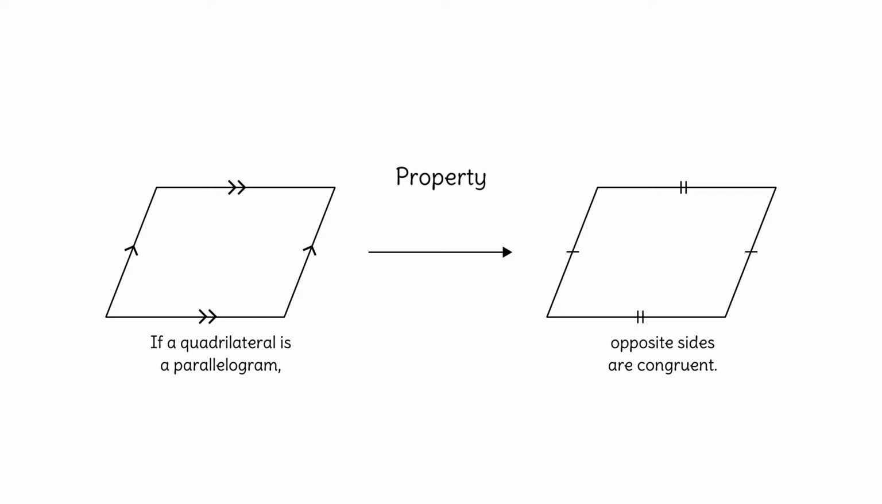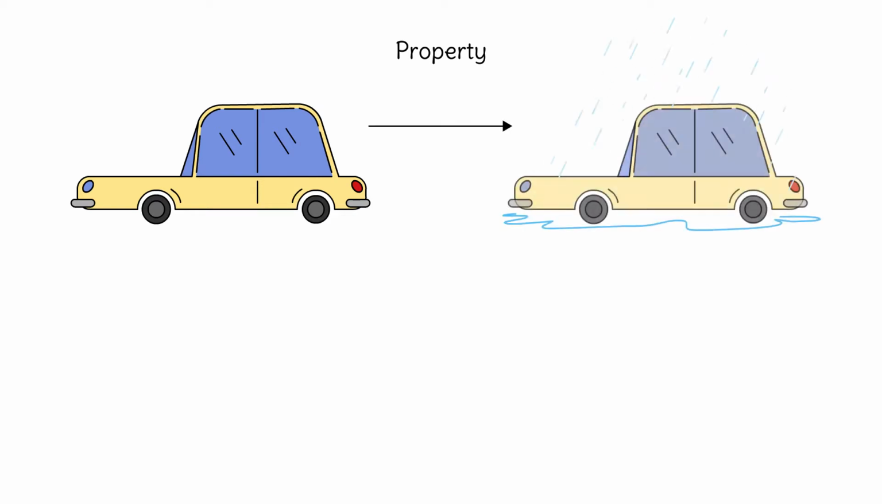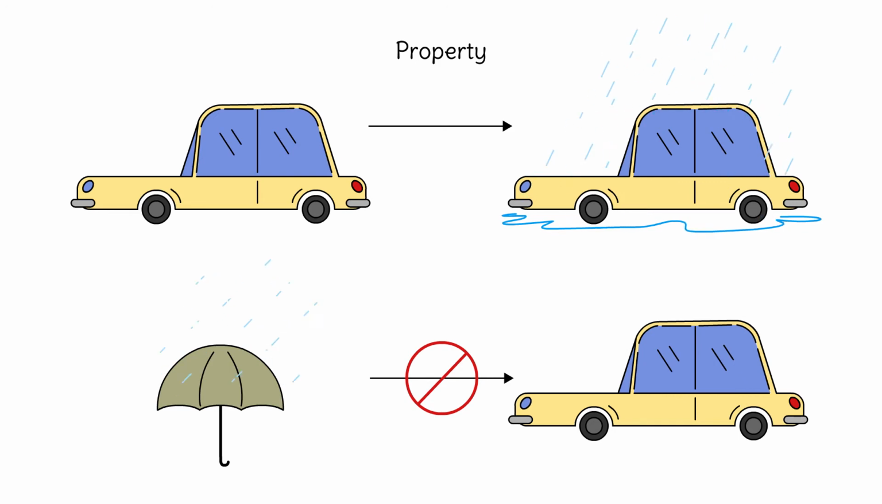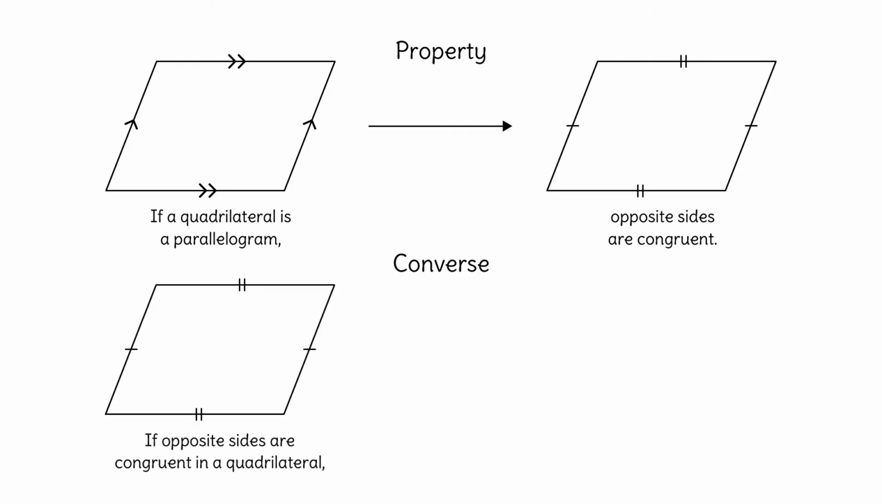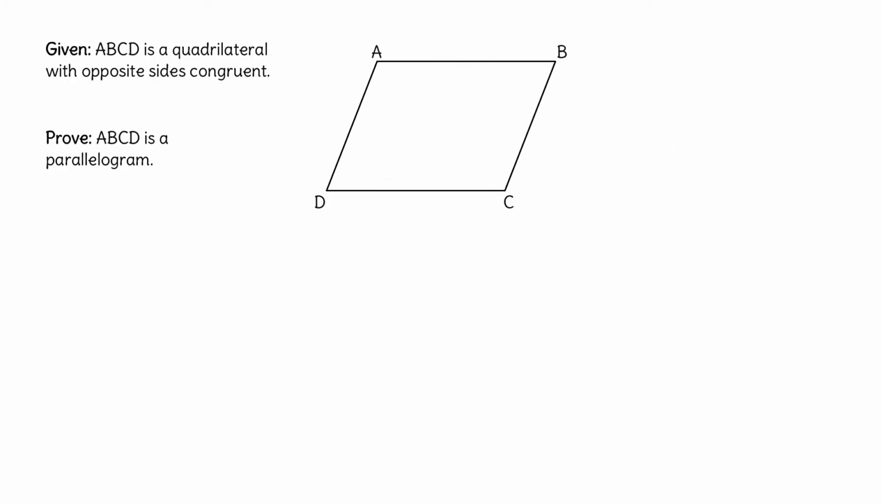Sometimes, the converse of a property is also true, but not always. A car has the property that it protects you from the rain, but not everything that protects you from the rain is a car. That converse isn't true. The converse of our property of a parallelogram would be that if opposite sides are congruent in a quadrilateral, then it's a parallelogram. Is that true? Let's try to prove it.